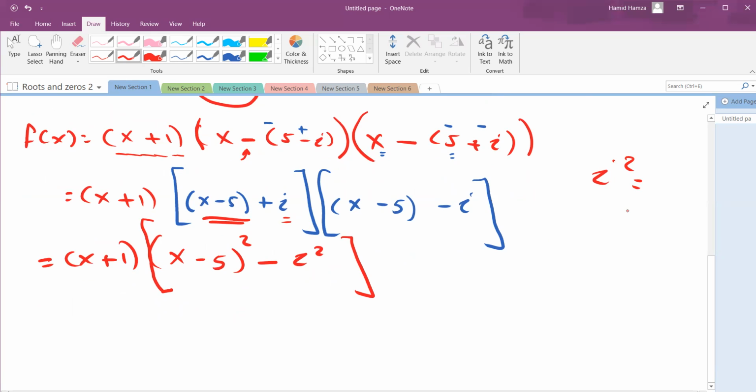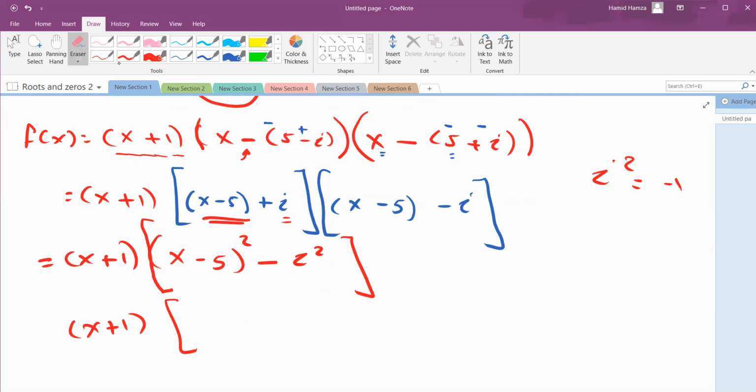Yes, negative 1. Very good. It's negative 1, so we will write this as negative 1. So it will be x plus 1, and this one will also be x minus 5 power 2. So let's expand this bracket directly.